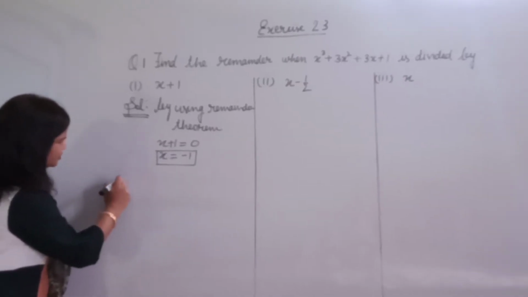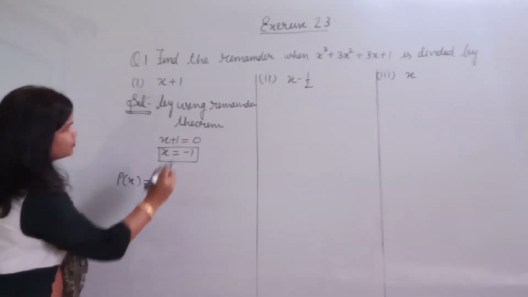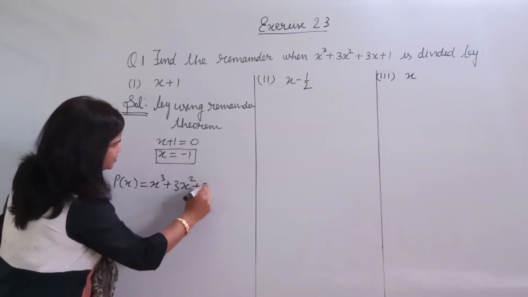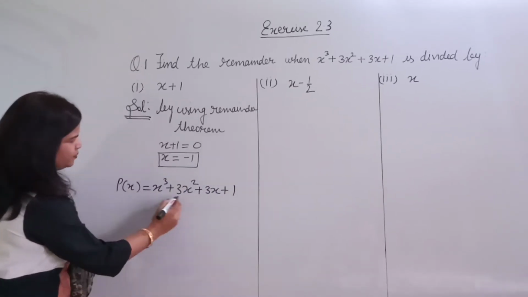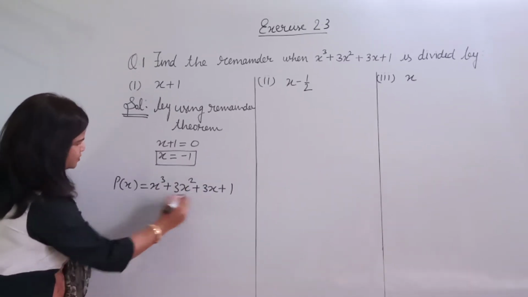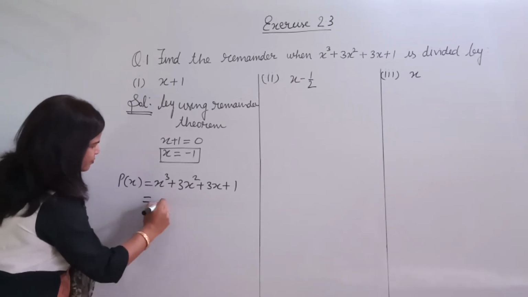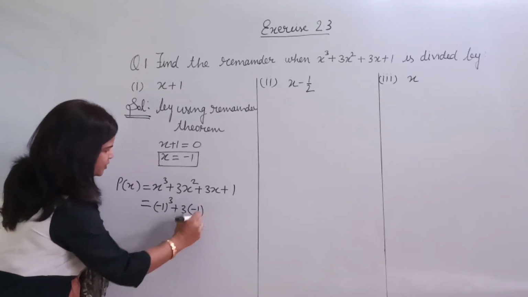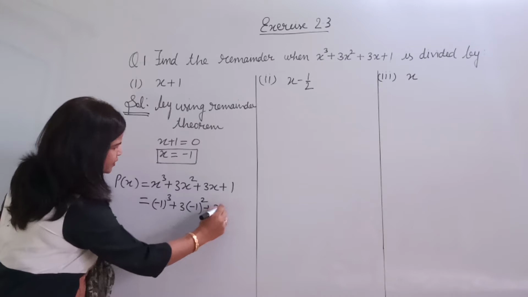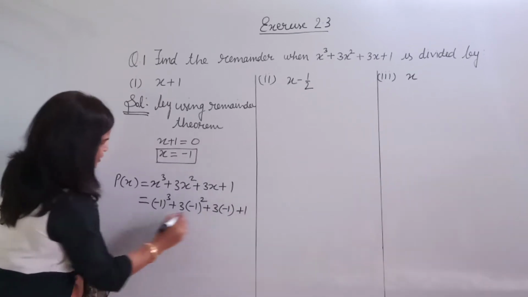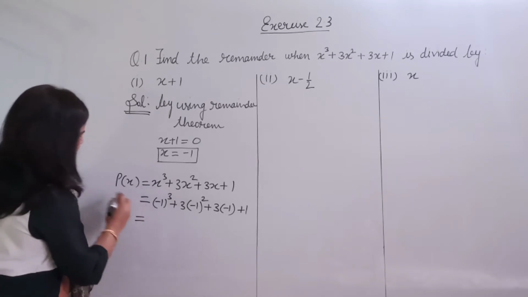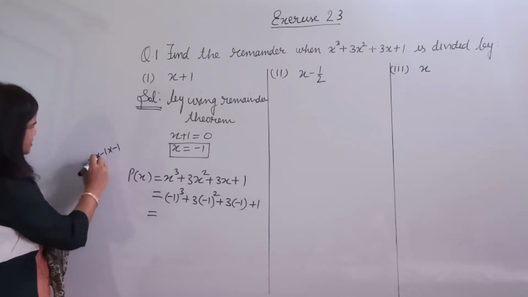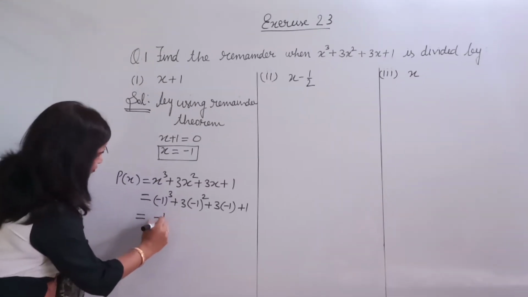Our polynomial is equal to x cube plus 3x square plus 3x plus 1. Now we will put the value of x is equal to minus 1 in this polynomial. So here, minus 1 whole cube plus 3 into minus 1 whole square plus 3 into minus 1 plus 1. Now we will solve it. So here you can see minus 1 multiply minus 1 multiply minus 1. Minus minus cancel, so minus 1 will be left.